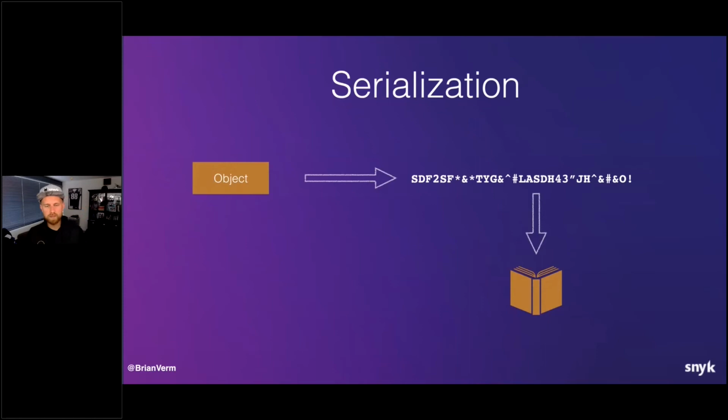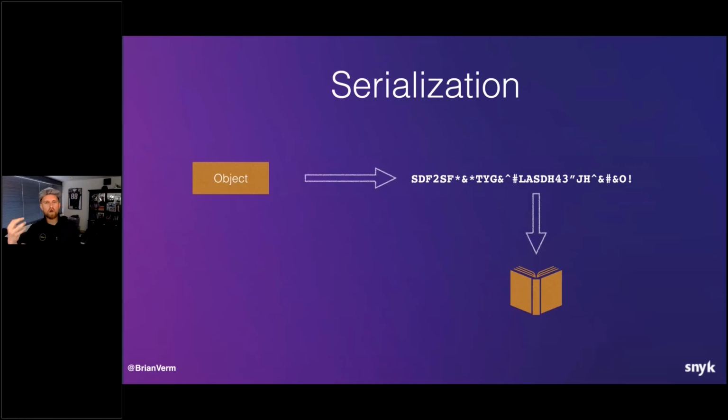Say you have an object. An object lives in your application, and you want to store it or send it over the line. We need to serialize this to a byte stream. JSON is basically also serialization from an object, but let's keep it to Java serialization.